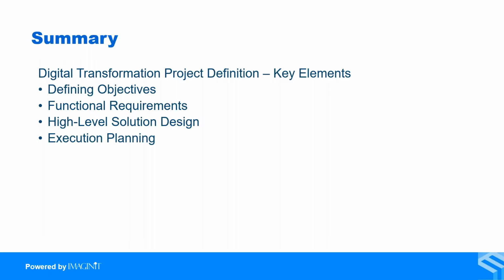So after the last couple days at the Elevate event, we've learned a lot about how technology can help us improve our organization, but big change requires planning. In our session here today, we've talked about the key elements for mapping out a digital transformation plan. That includes defining objectives, defining functional requirements, coming up with a high-level solution design, and execution planning.